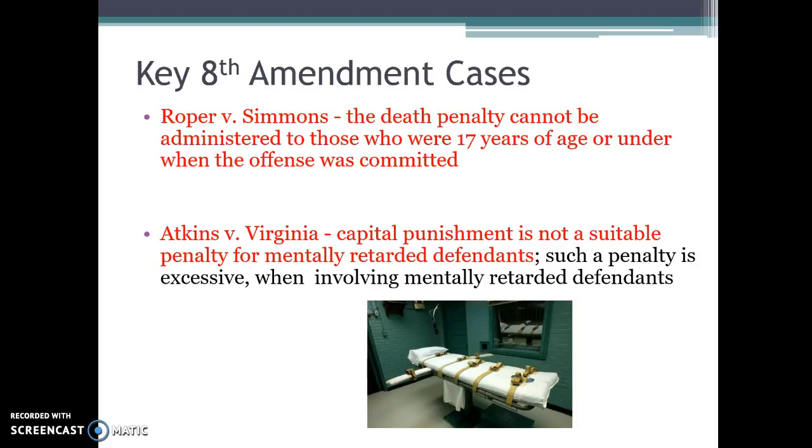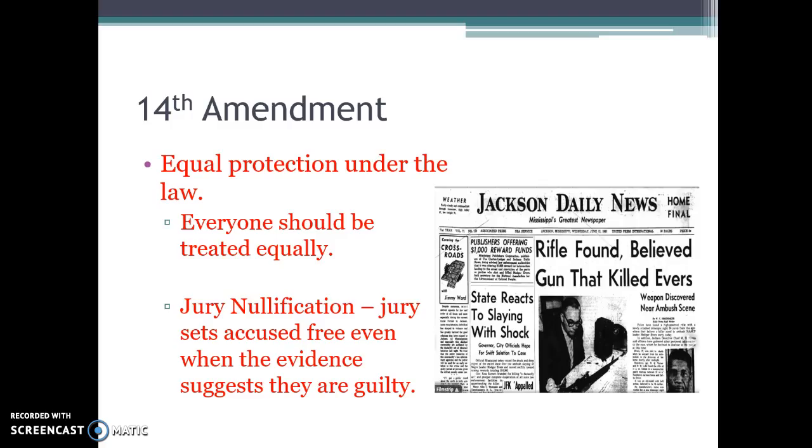The key cases that go with the death penalty are Roper versus Simmons. And in this case, it was established that juveniles who committed the crime under the age of 17 are not allowed to be sentenced to death. Likewise, in Atkins versus Virginia, the death penalty is not suitable for somebody who is mentally retarded or if they're criminally insane. So these are cases that limit the death penalty.